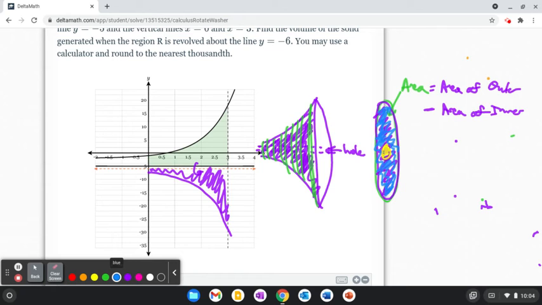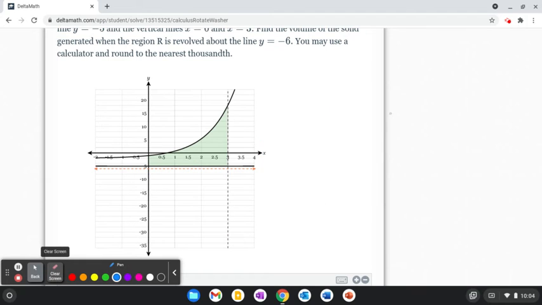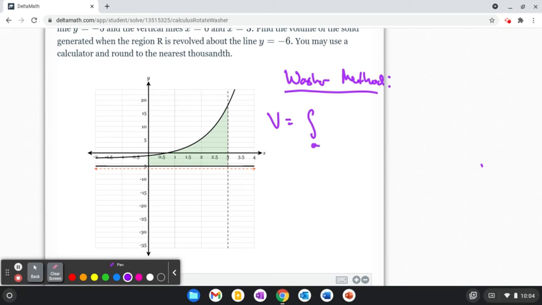So let me go ahead and clear this. With the washer method, again, very similar to the disk method, the volume is still the integral from a to b. Now, instead of just doing pi times the radius squared, we have to consider two separate circles on this one because we have the outside circle and the inside circle. So it's just the outer area minus the inner area, in layman's terms, right?